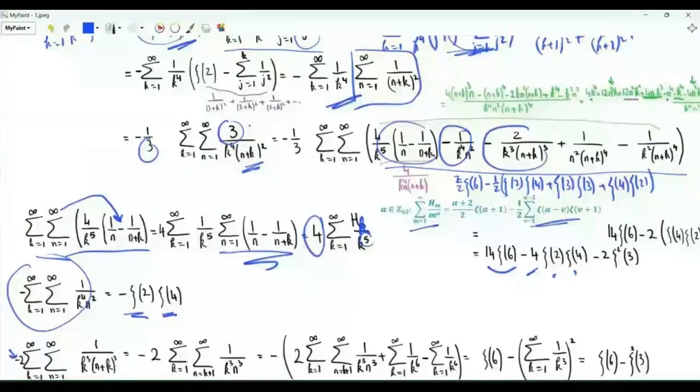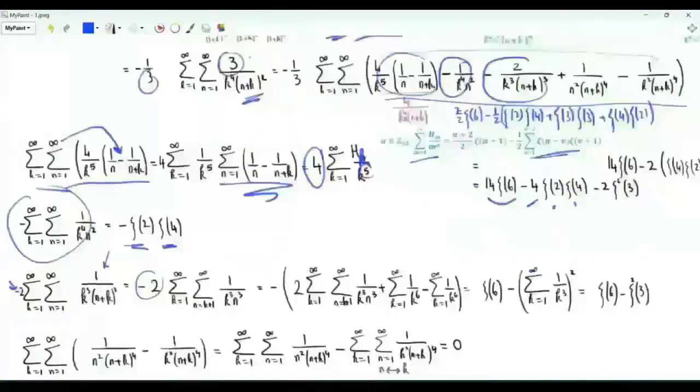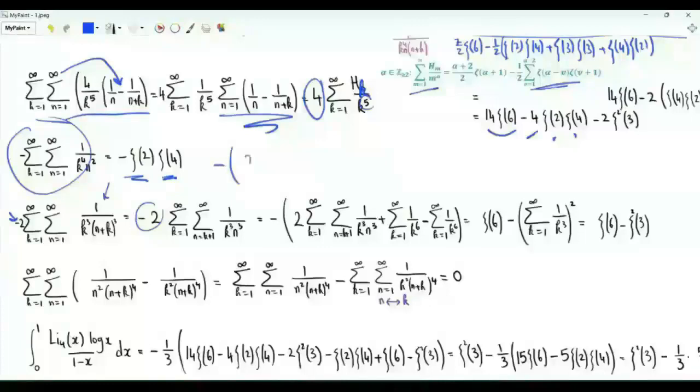We have minus 2, the double sum k from 1 to infinity, n from 1 to infinity, of 1 over k cubed times n plus k cubed. We can write this as minus 2 times the summation k from 1 to infinity, summation n from k plus 1 to infinity, of 1 over k cubed n cubed. This is minus 2 times the summation k from 1 to infinity, summation n from k plus 1 to infinity, of 1 over k cubed n cubed. Add and subtract zeta of 6.